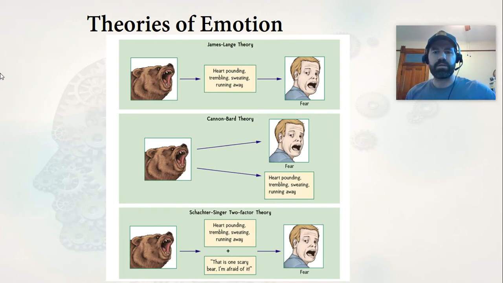So our next theory would be the Cannon-Bard theory. And with Cannon-Bard, you have the same stimulus, only instead of leading strictly to a physiological response, the stimulus is going to lead to both a physiological response, like pounding heart and sweating and things like that, but it will also lead to the emotion, the cognitive emotion. And these two things happen, what Cannon-Bard calls, simultaneously and separately. They don't impact one another. They are both happening at the same time.